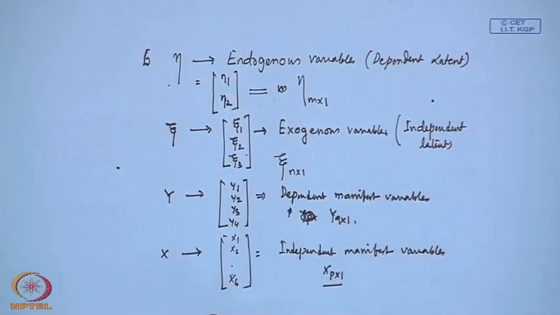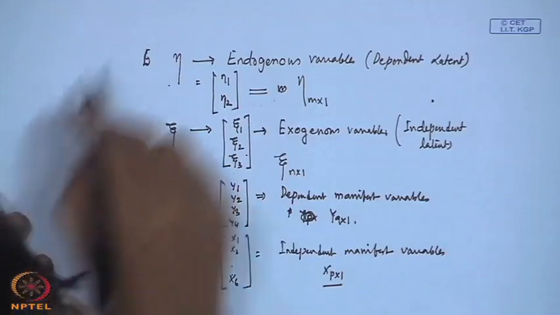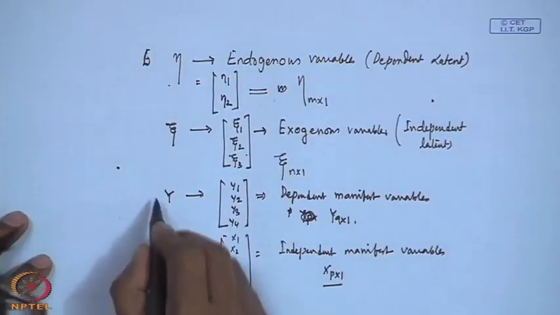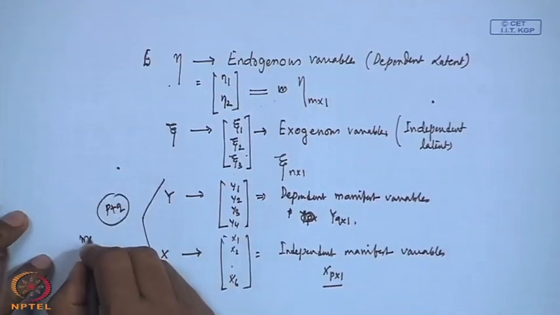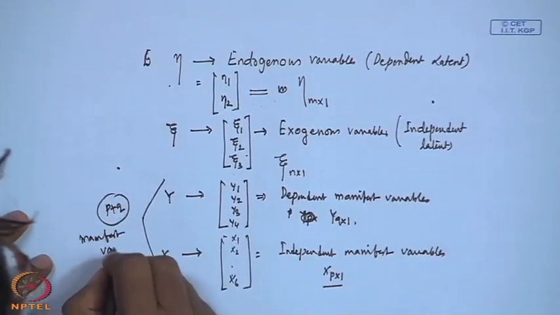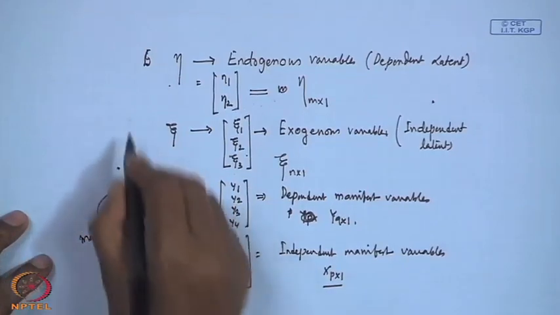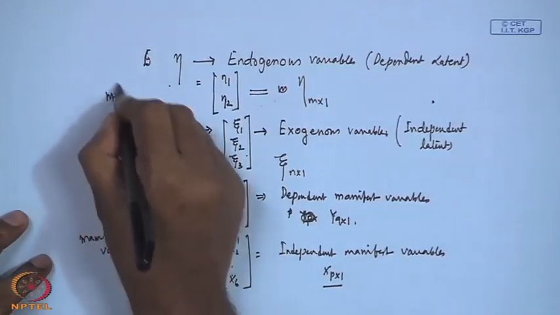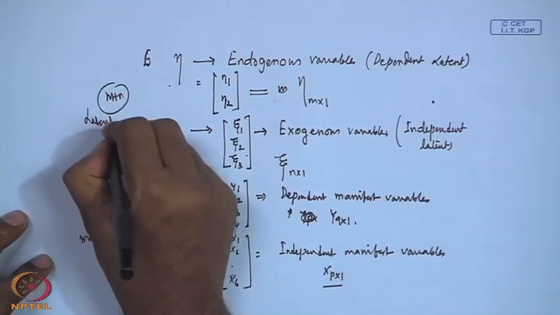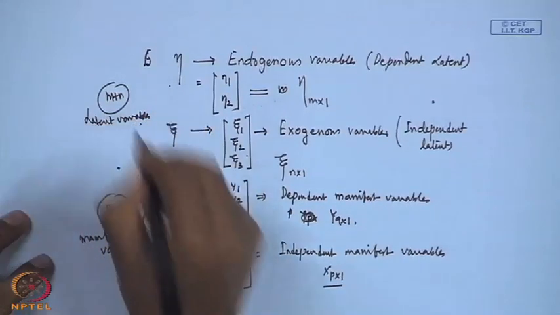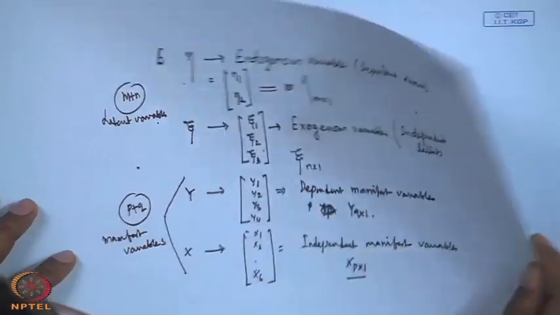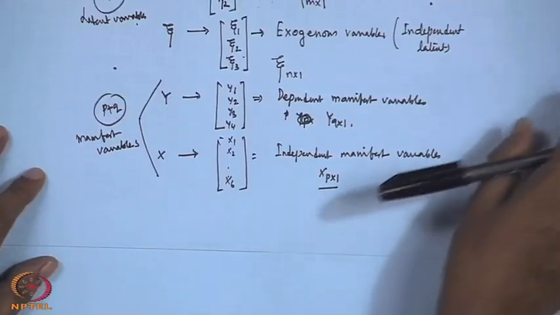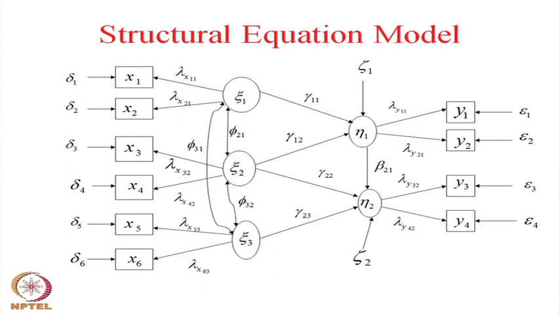It can be xp cross 1. So, that means in totality you will be having p plus q manifest variables and m plus n latent variables. In addition, you have other variables, for example, xi is a zeta.